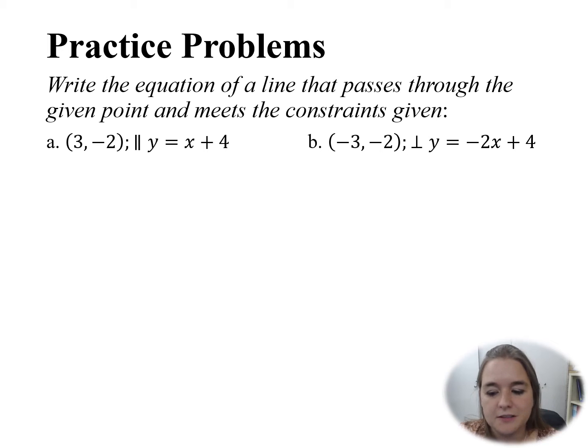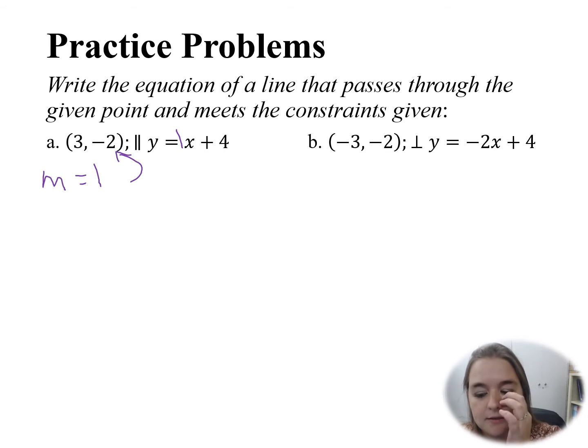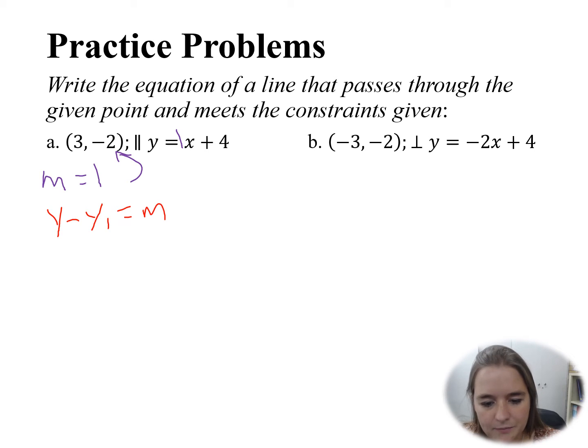If I look at that first equation, I see y equals mx plus b. Well, that m value, the number in front of x, is invisible here. It's really a 1. So now I know I need to have a slope of 1, and it needs to go through the point (3, -2). So I'm going to write this in point slope form because that's my easiest way to do it. I know point slope from my last lesson, y minus y1 equals m times x minus x1. I'm going to plug in my pieces.